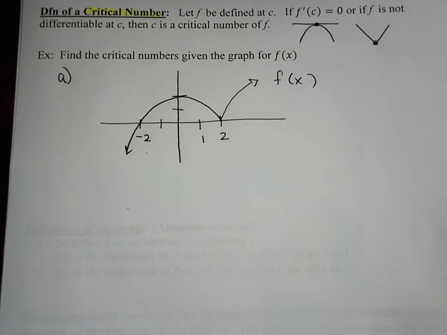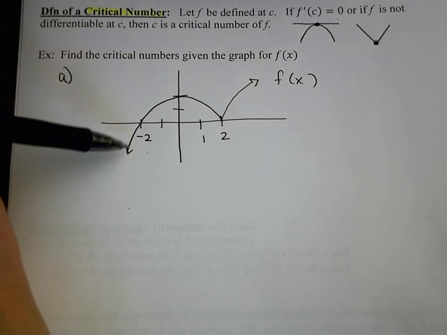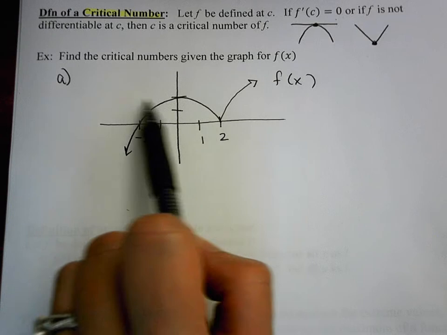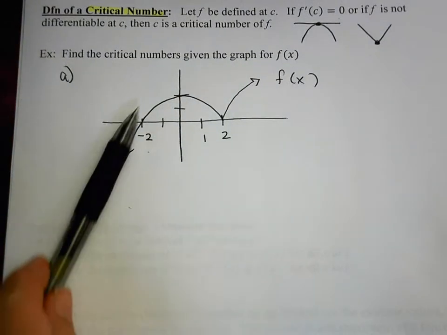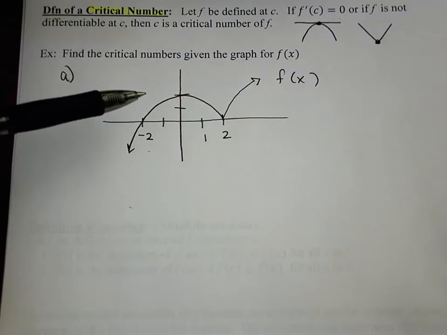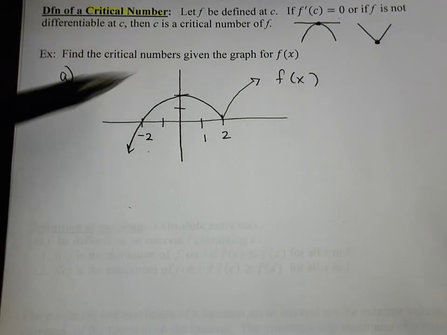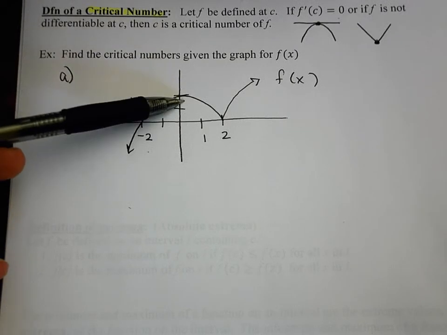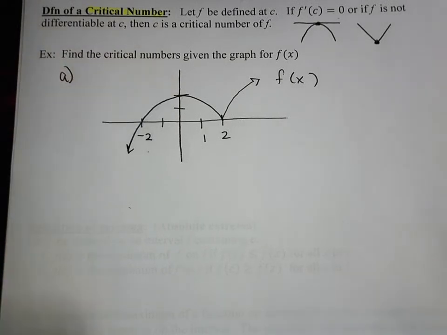So we're looking for the critical numbers given the graph for f of x. The critical numbers would be where the slope is 0 or where the slope is not defined. So where is it 0 and where is it not differentiable? We call this a hill. At the top of this hill, this is where the graph levels out. It goes from increasing to decreasing. Last year in Math 3, that was called a relative maximum. So that's where the slope is equal to 0, so there would be a critical number here.